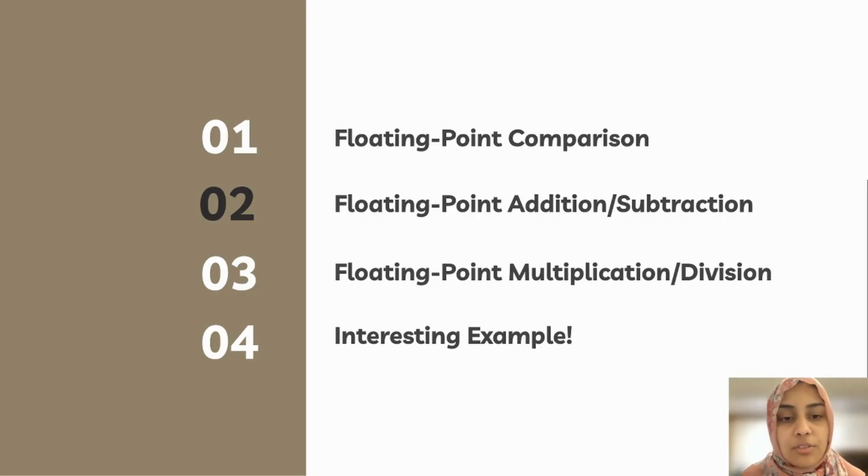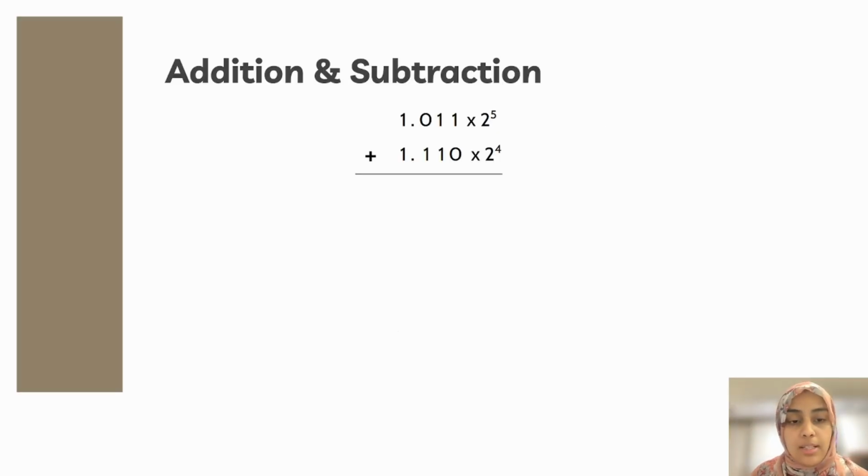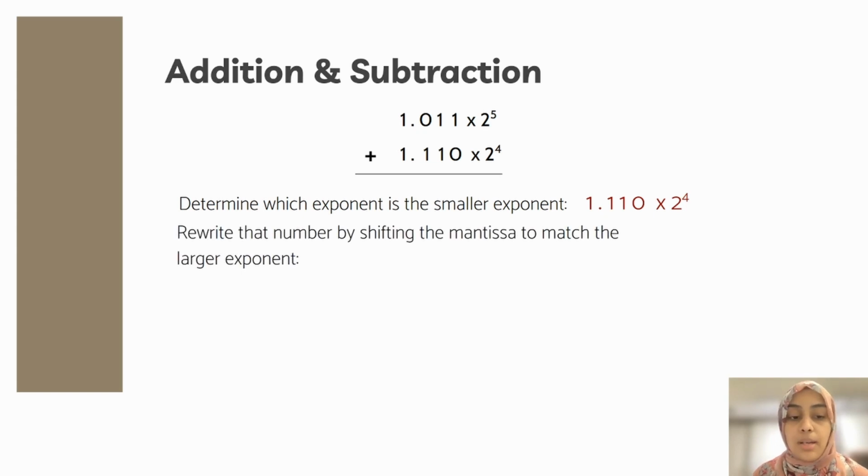We're now going to move on to floating point addition and subtraction. Before we begin discussing our implementation, let's just review how floating point addition works. Let's take this example on the slide, which is in base 2 and the precision is 4. Our first step is to determine the smaller exponent, which is the second number. Then we need to rewrite that number by shifting the mantissa to match the larger exponent, like so.